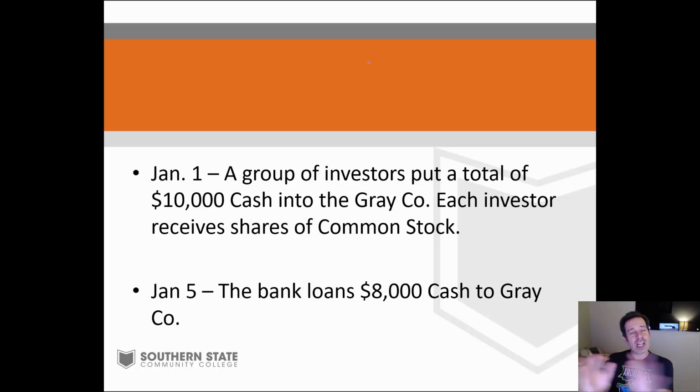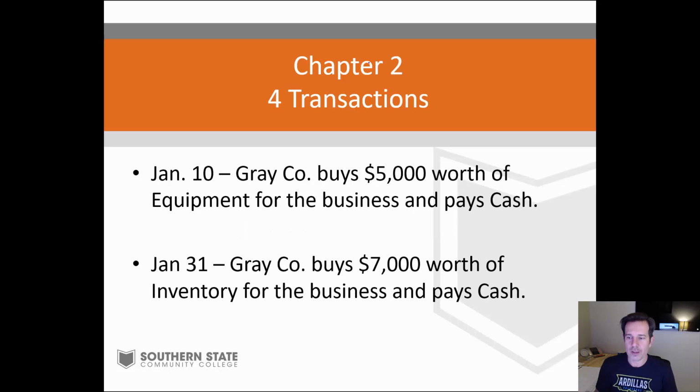All right. January 1, a group of investors put a total of $10,000 cash into Gray Company, and those investors get common stock to show that they've invested in the company. January 5th, the bank loans $8,000 in cash to Gray Company. A few more. On January 10th, Gray Company buys $5,000 worth of equipment, pays cash for it. And then on January 31, Gray Company buys $7,000 worth of inventory, pays cash for it. So we're going to journalize every one of those transactions. And then I'm going to show you how they get posted over to the ledger.